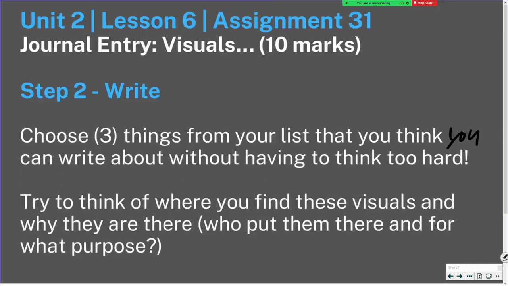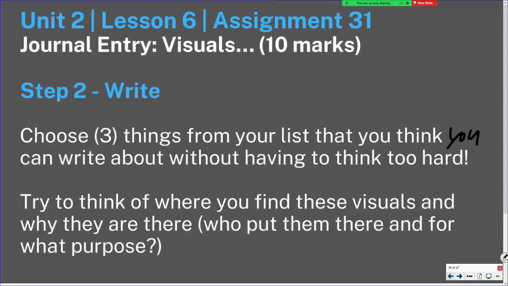And then once you have that list in front of you, you can try to pick, I said 3, but that's just a starting point. But pick 3 or even 1 thing that you can write about that you can just write and not have to think too hard. And try to think of where you find these visuals and why they are there. Who put them there and for what purpose, okay? So that's really what this exercise is asking you about. So talk about some visuals we find. So step 1 is just to identify them and to say, here's a visual, there's a visual. But step 2 would be to be like, hey, why are they there? Who put them there? And for what purpose? Why did we put those things there? Why did we use them? Or why did someone use them in their writing?